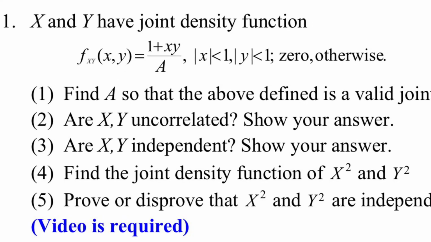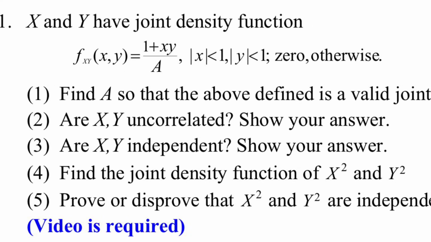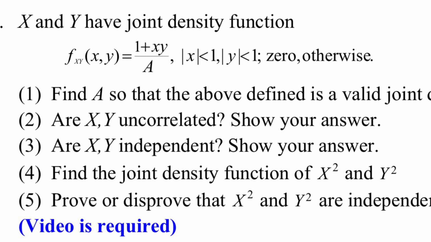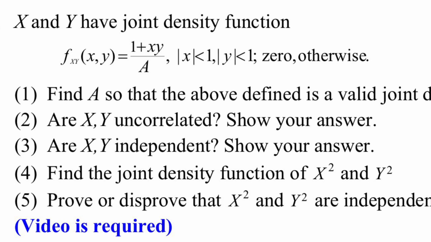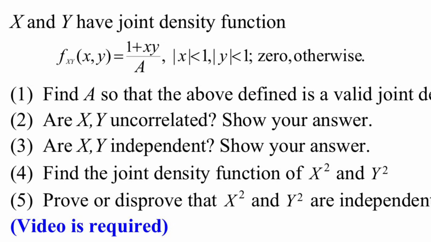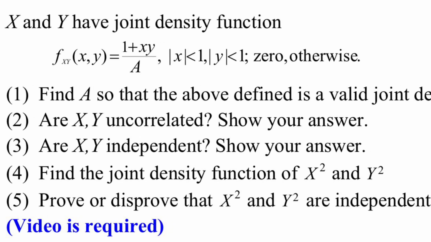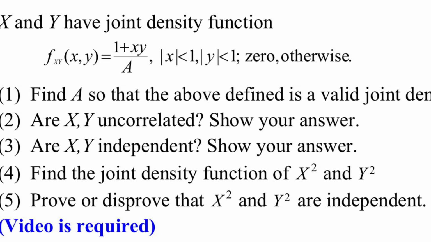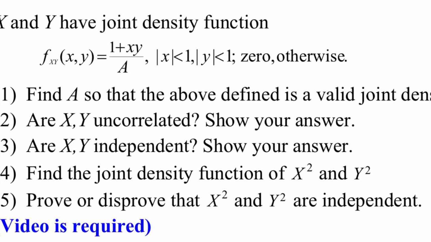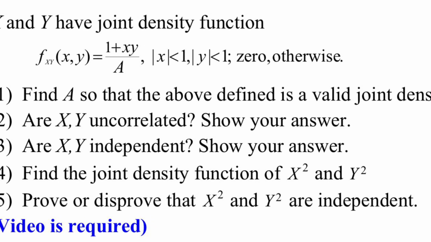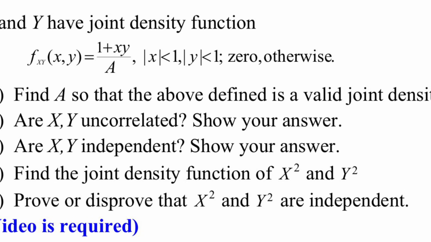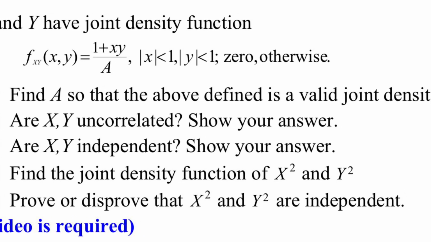Today we are going to talk about homework 6, problem 1. The problem is: capital X and capital Y have joint density function f_XY(x,y) equal to (1 plus xy) over A, for -1 smaller than x smaller than 1 and -1 smaller than y smaller than 1, and 0 otherwise.